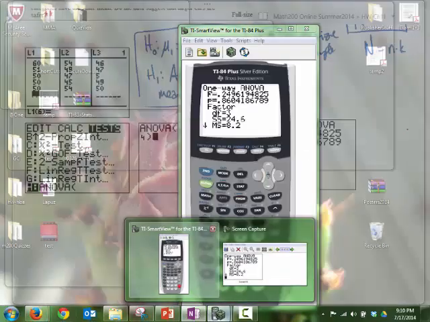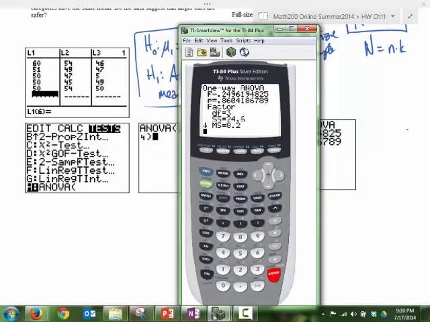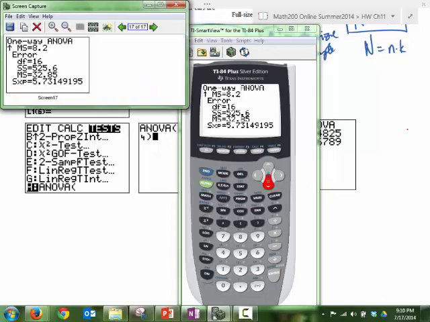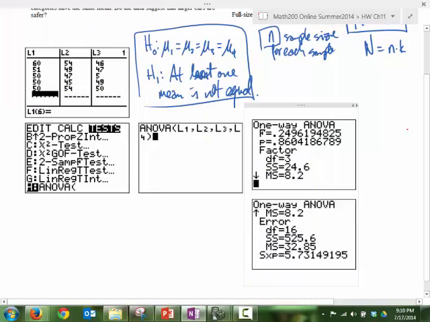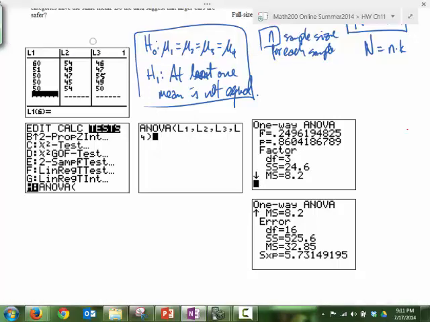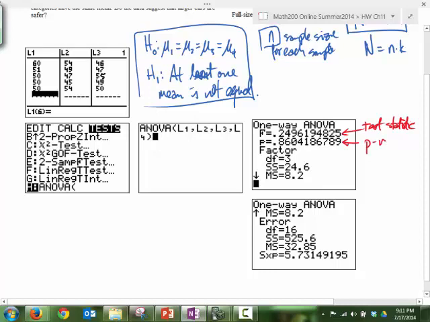So scroll down, get my other numbers. Make this a 5. All right, so test statistic, and p-value, and the factors and the errors.